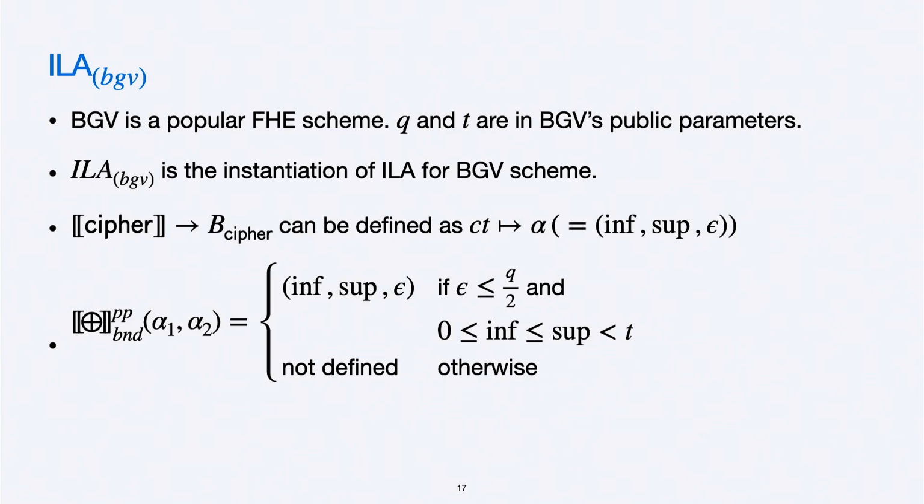And the bound map on the operator is defined like this: it takes alpha 1 and alpha 2, where alpha 1 and alpha 2 are inf 1, sup 1, epsilon 1, and so on. ILA BGV is again parameterized by how we compute inf, sup, and epsilon for the homomorphic addition. There are estimations for how we can estimate the noise in the ciphertext after homomorphic operations. There is a lot of theory from cryptography that we can actually use. So that means that if there is a better approximation, we can just throw away the existing approximation and plug that in, and we get better performance.